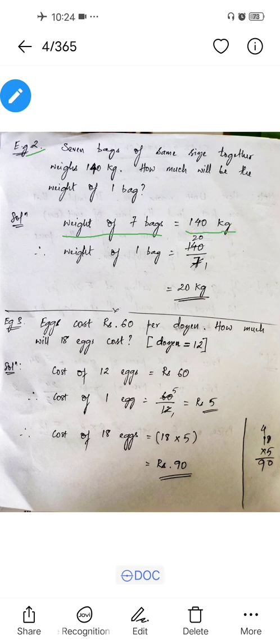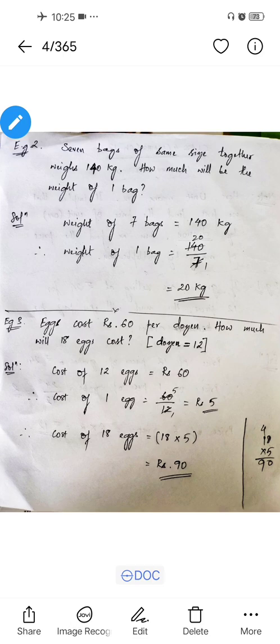The question is asking how much will be the weight of one bag. To find out the weight of one bag, we simply divide 140 by 7. Therefore the weight of one bag is equal to 140 divided by 7, and after division we are getting 20 kg. We have already done multiplication and division in previous classes, so you should be able to do this. Now you have found out the weight of one bag.